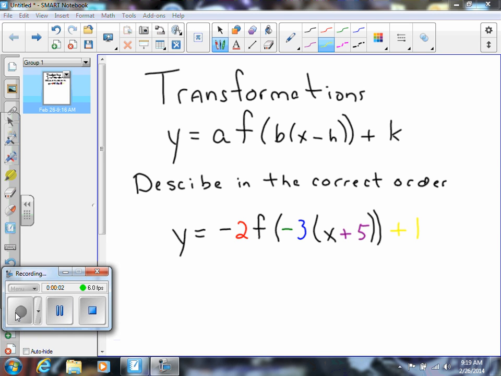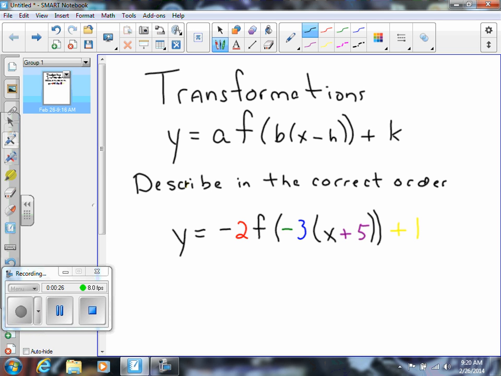We're going to look at transformations, which is a unit from the grade 12 pre-cal section, specifically looking at a question that involves describing a transformation of a graph in the correct order.